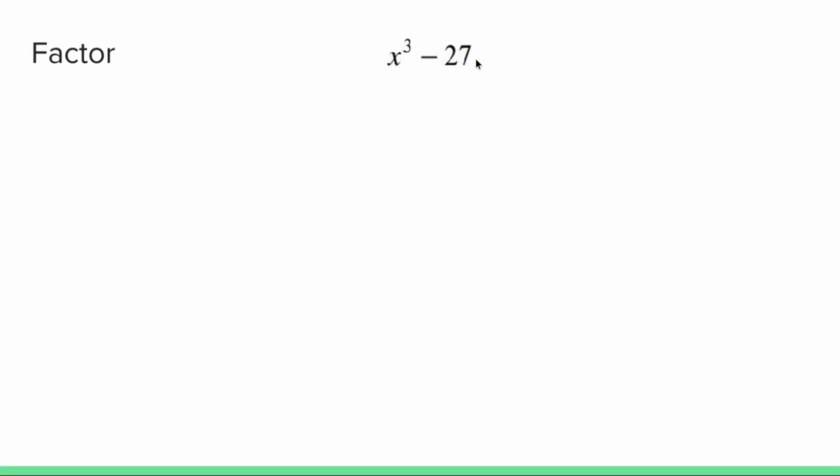Ooh, we have difference of cubes. And if you're looking at this and saying, "No, that's not a cube, buddy," negative 27 is negative 3 cubed. That's a difference of cubes. Now, what's the formula for difference of cubes?